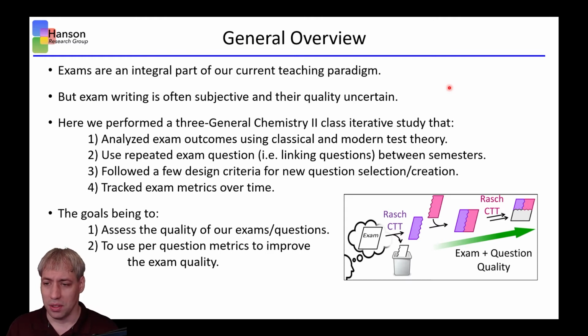And so what I decided to do is use statistics to figure out if we're giving good exams, if we're giving good questions, and understand how we can make our exams better. We did 3 iterations of a general chemistry class. The idea was to analyze exam outcomes using classical and modern testing theory, using repeated or linking questions to compare between semesters, and then use design criteria to make these exams better and track these metrics over time to see if it actually works. Ultimately our goal is to assess the quality of the exams and the questions and to improve the exams as we progress, as shown here in the TOC image.